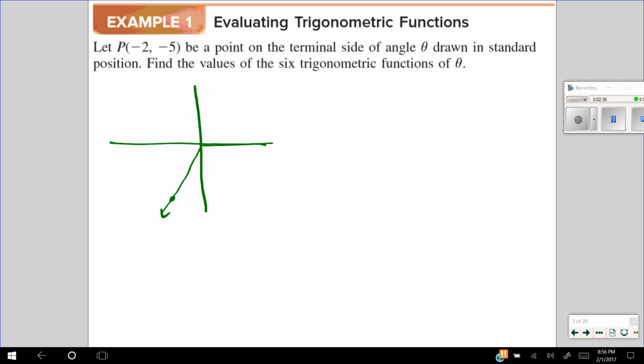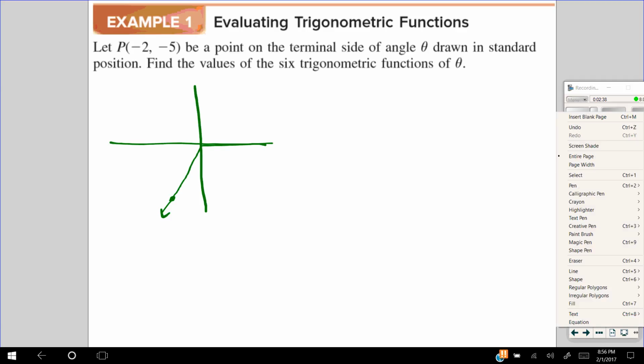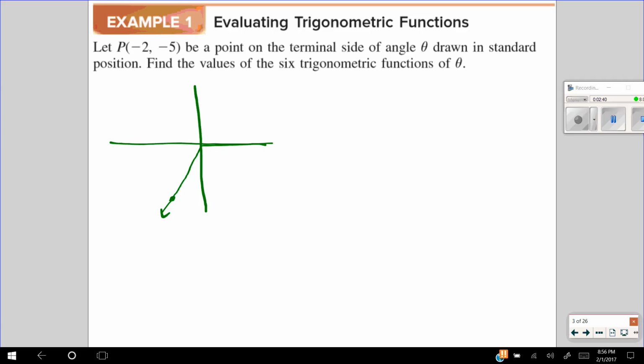Okay? Now, hopefully you remember this from last year, but when we draw our reference triangles, we always connect to the x-axis. Okay? Always back to the x-axis. And then we can label this triangle with the lengths depending on where that point is. So since we went left 2, this side length will be -2. Since we went down 5, this side length will be -5.